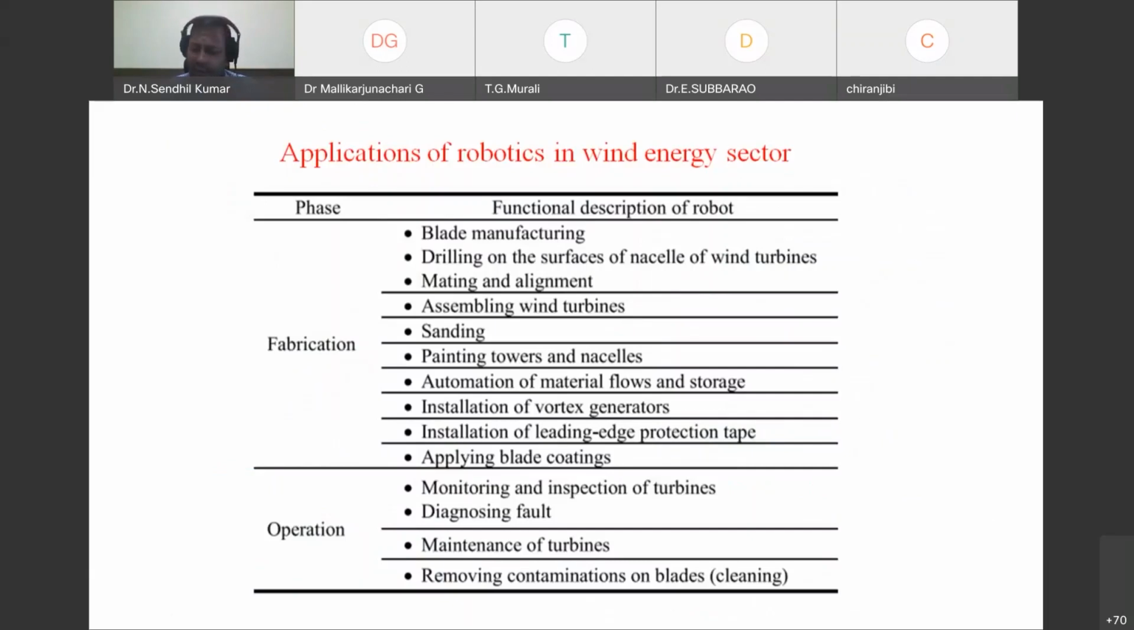For a huge blade, a long blade, you cannot keep deploying humans for painting. So painting of the towers, painting of the nacelles, automation, material flows, installation, and applying blade coatings, all those things, and in the operations also, maintenance of the turbines, all these are the areas of the wind turbine where you can deploy robotics.